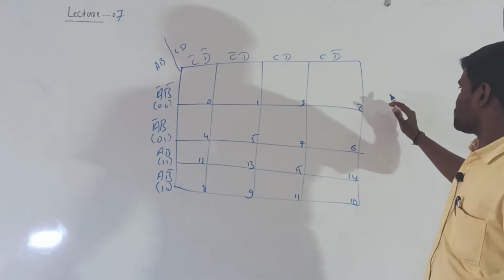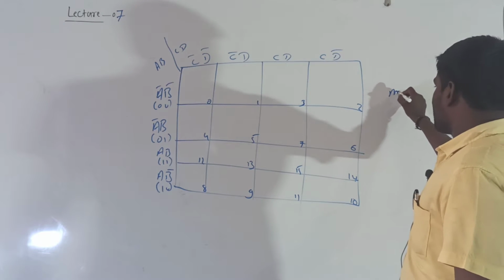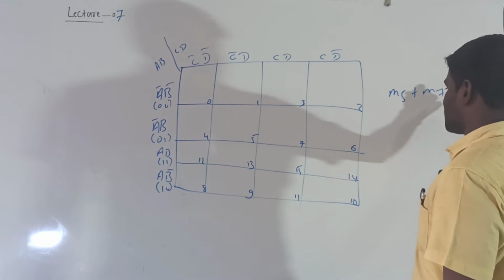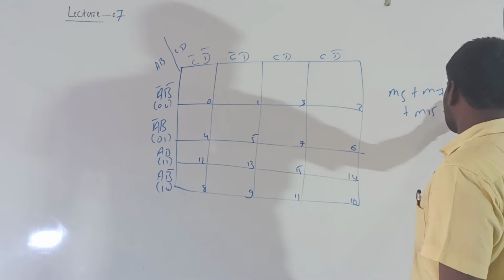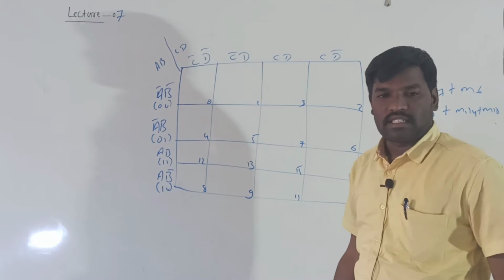So now we have to solve one example, that is M5 plus M7 plus M6 plus M15 plus M14 plus M10. So this is the example.